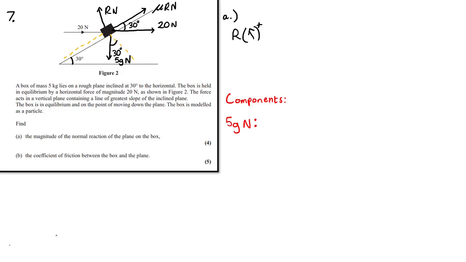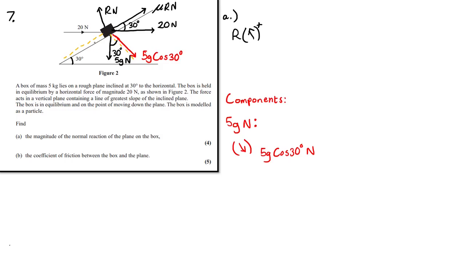So in components, I'll split this up. If we consider this force going down first, that's going to be 5g, because this is the 5g going down, and because this part here contains the angle of 30 degrees, it's going to be 5g cosine 30 degrees. If I just draw that on here, it's going to look like that. So that's 5g cosine 30 degrees, going downwards.